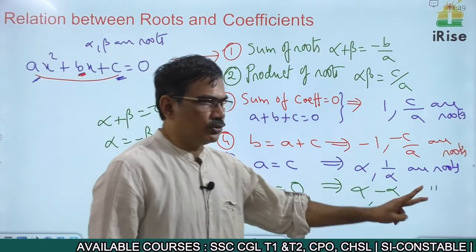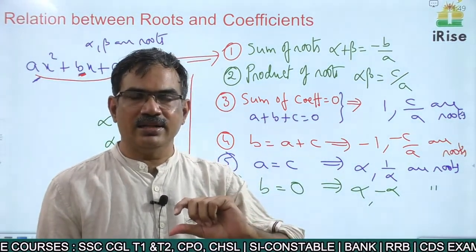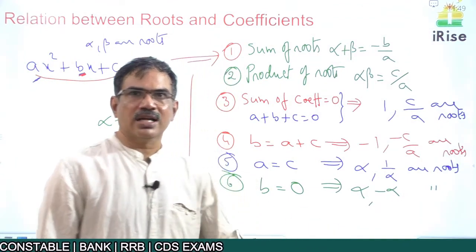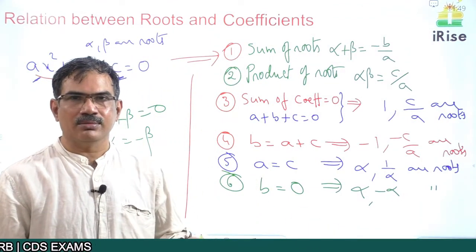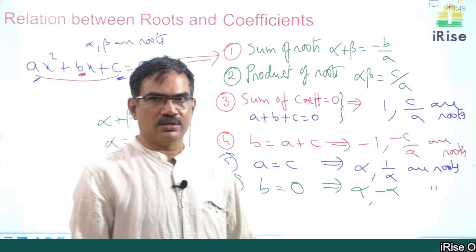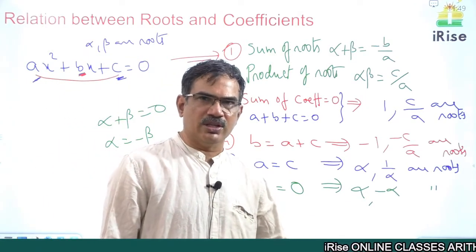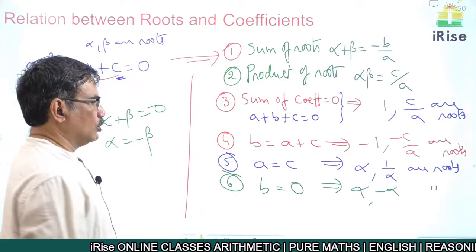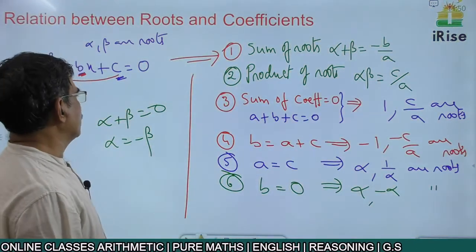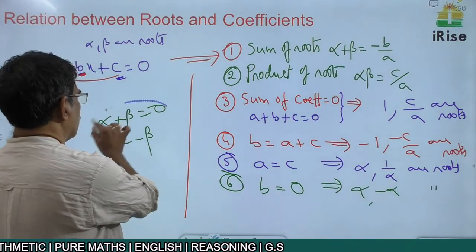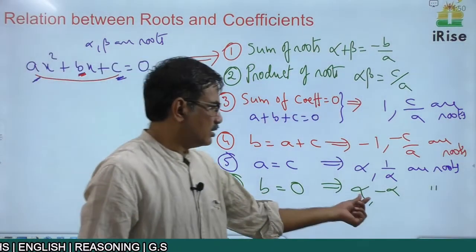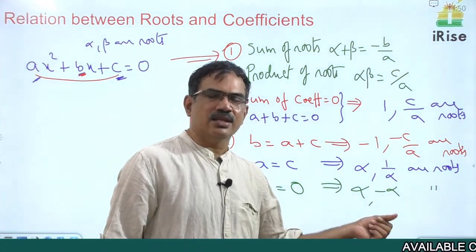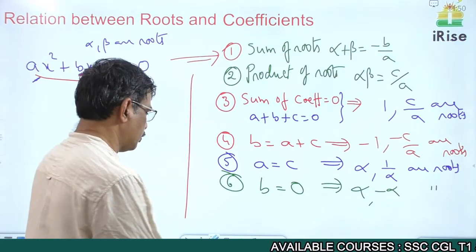So both roots are the same, but the only difference is a sign. They have opposite signs, numerically the same, but the sign is different. If one root is 2, the other root is minus 2. If one root is 3, the other root is minus 3. So if b is equal to 0, the roots are numerically the same, but the sign is different.